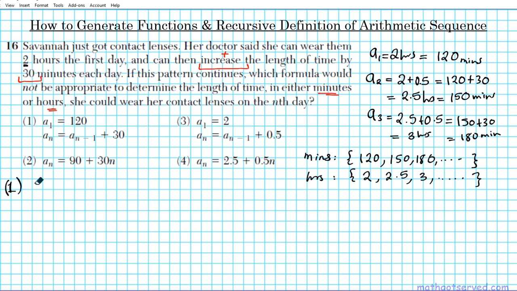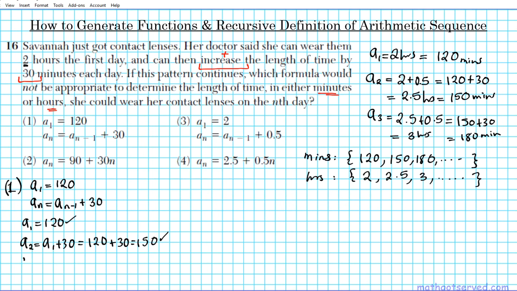So for option 1, A1 is 120, and this is a recursive definition. You get the next term by adding 30 to the previous term. Does not look like it's going to work here. Well, looks like it does because this term grows by 30 minutes every single time. Okay, so let's generate the terms. The first term, A1, is 120. For the minutes, that's a check. That's good. The second term, A2, is going to be the previous term, which is A1, plus 30. And then A1 is 120 plus 30, and that's 150. We have a match, check.